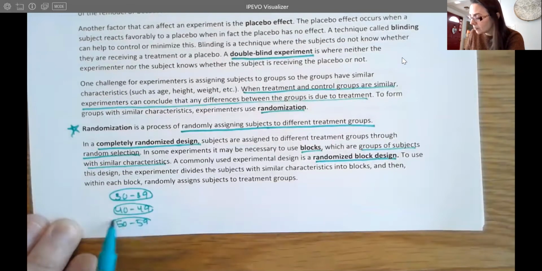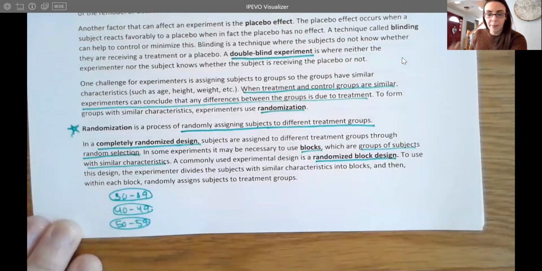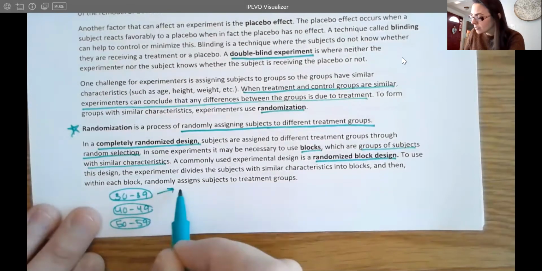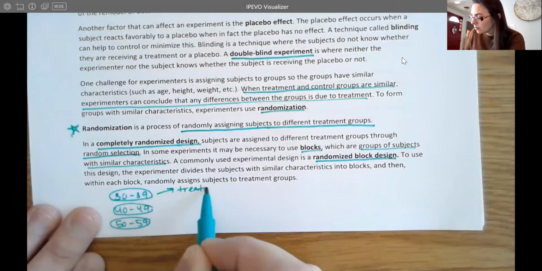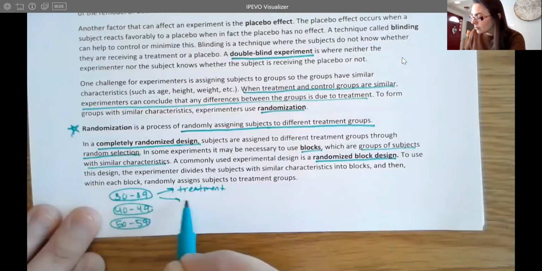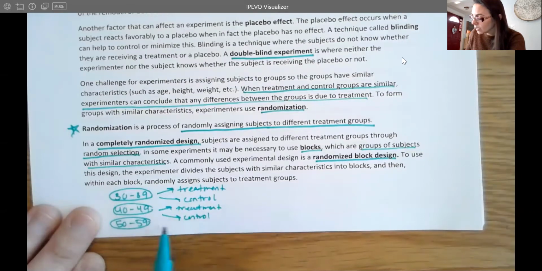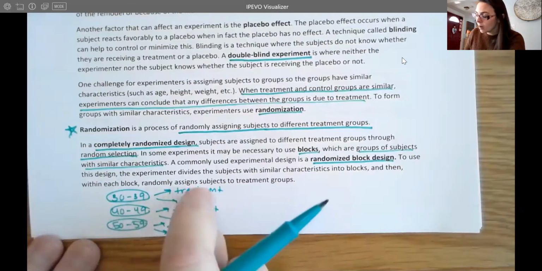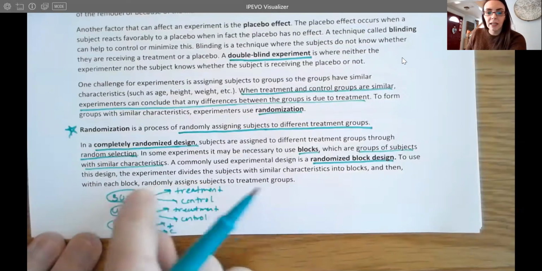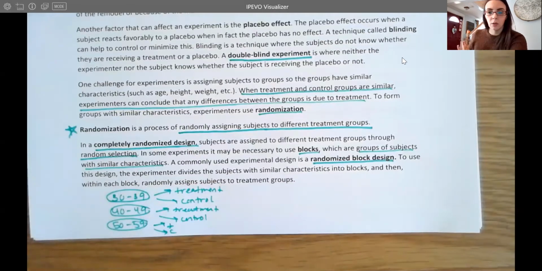So these are my blocks. So I'm going to take my people in my experiment and I'm actually going to group them first. And then I'm going to randomly assign some to get treatment and some to be the control and not get the treatment. And I'm going to do this for each group. And same thing for this one. So treatment and control. So this part is still randomized. I'm still going to randomly select, okay, you go to treatment, you go to control.